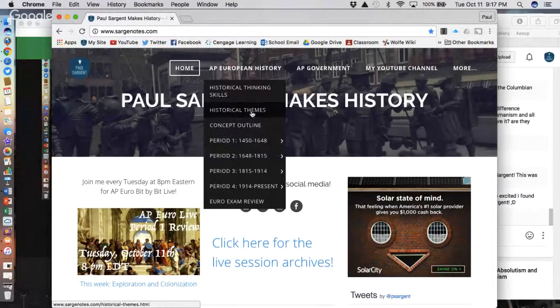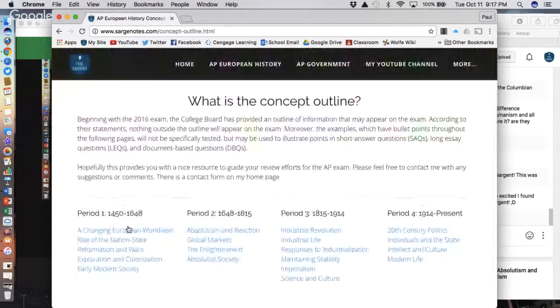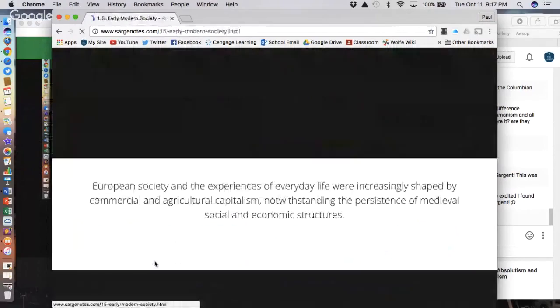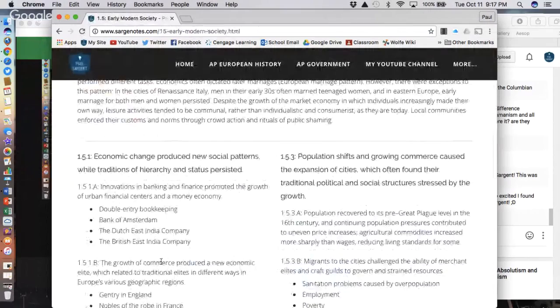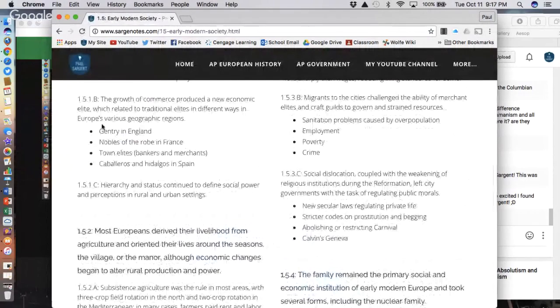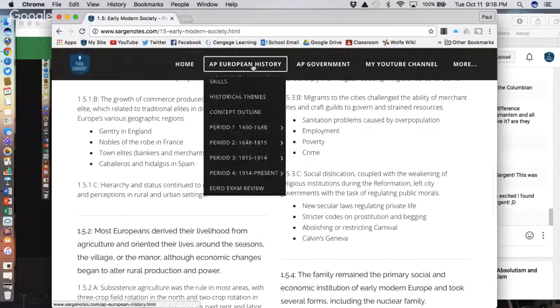Here are the historical themes, which run throughout the course. Here's the entire concept outline. And as I showed people before, you can look at period 1 and see exactly what it is that the College Board wants you to know about things. These bulleted items are examples of the bigger ideas here.